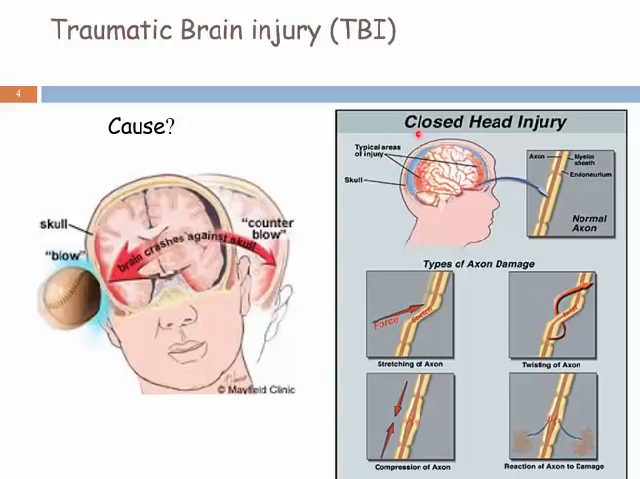This term on the slide, closed head injury, refers to damage to the brain without any fracturing of the skull. The age groups most often affected are children and young adults. An example might be a young man that crashes his motocross bike and suffers a TBI as a result.